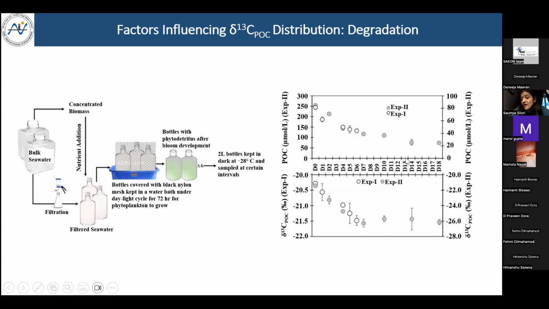And even more interesting is that in the second experiment, the degradation rate seems to decline after the first week, probably because of the accumulation of refractory material, which is difficult to break down. So there seems to be a decline in the degradation rate, and this decline is accompanied by more or less constant delta 13C POC values. So even though we don't understand exactly why these values are declining, we know that degradation has a role to play.